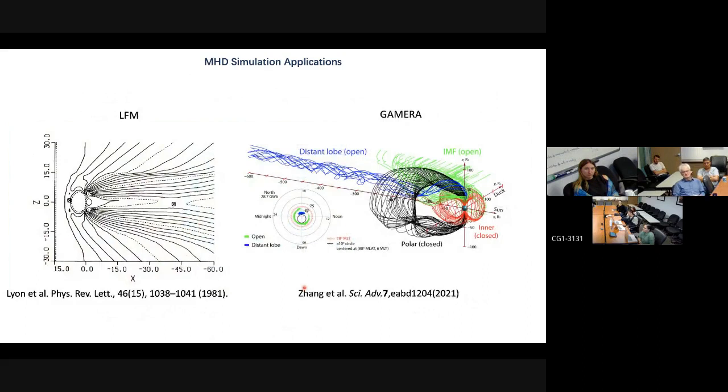And the MHD simulation is very powerful, not only in solar physics, but also in geospace and planetary science. For example, the left figure shows the Earth magnetosphere simulation by the famous LFM code 40 years ago. And the right figure shows the Jupiter's magnetosphere simulation by using the Chimera code, which is the successor of the LFM code.